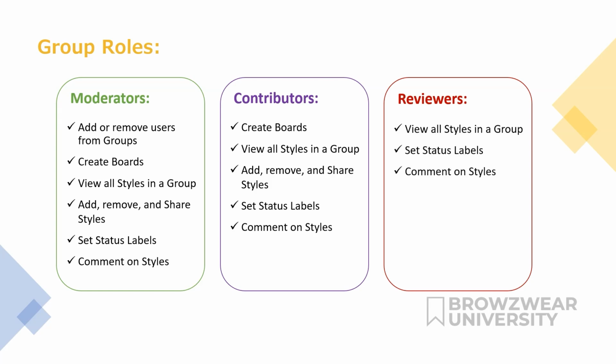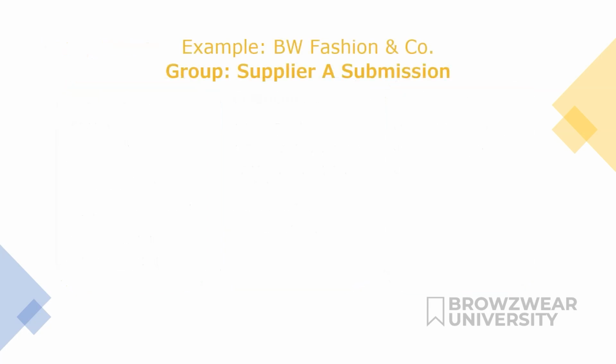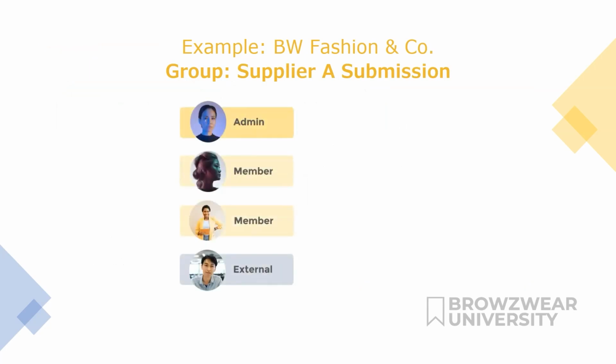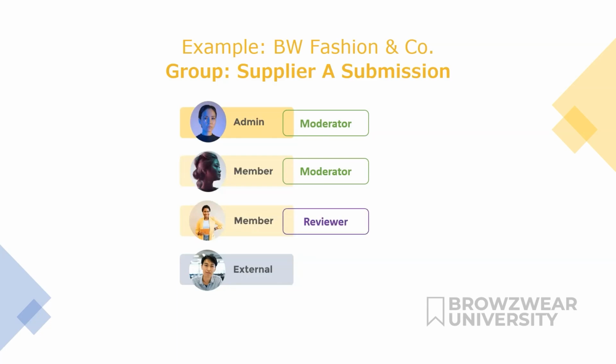As an example, we have created a group on our site for supplier A to upload all their styles into. We've added user profiles for the fashion designer, merchandiser, and supplier A. The brand administrator can then assign group roles to these users. The site admin and the fashion designer will be delegated as group moderators. The merchandiser will be given the group role of reviewer, as they only need to view and comment on styles, and the supplier is given the group role of contributor, as they need to upload styles into the group.